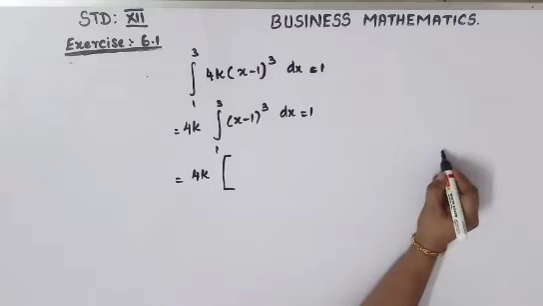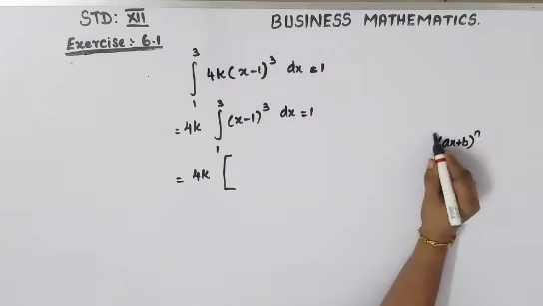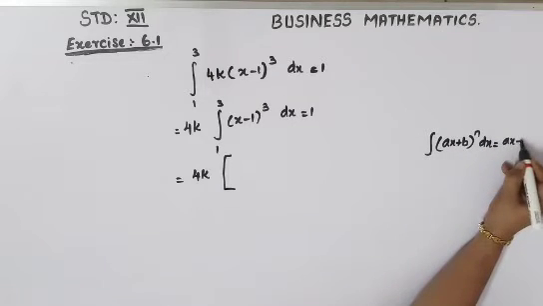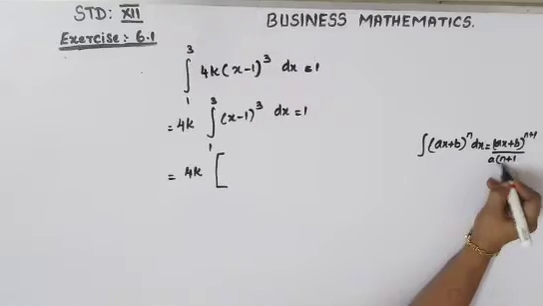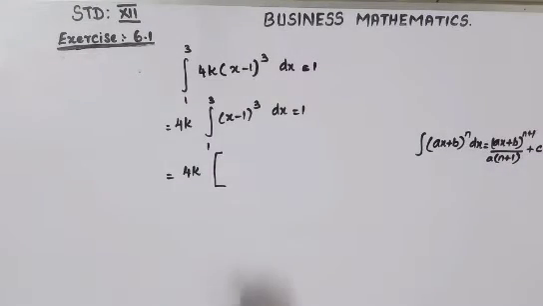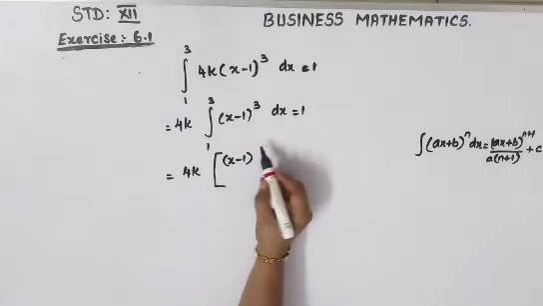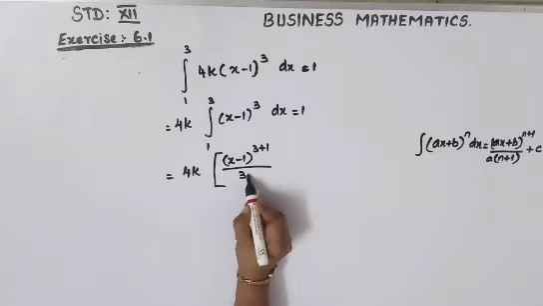So your formula is: the integral of (ax plus b) the whole power n dx is equal to (ax plus b) the whole power n plus 1 divided by (n plus 1) into a, plus c. So you can use this formula here. Here x minus 1 is there, so you can write your x minus 1 as it is. In the place of n we have got 3.